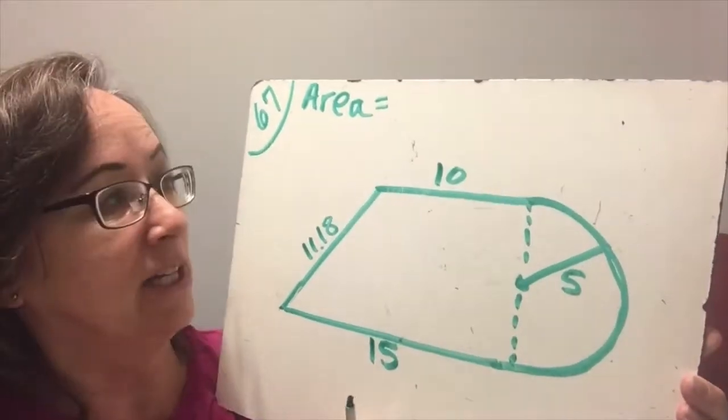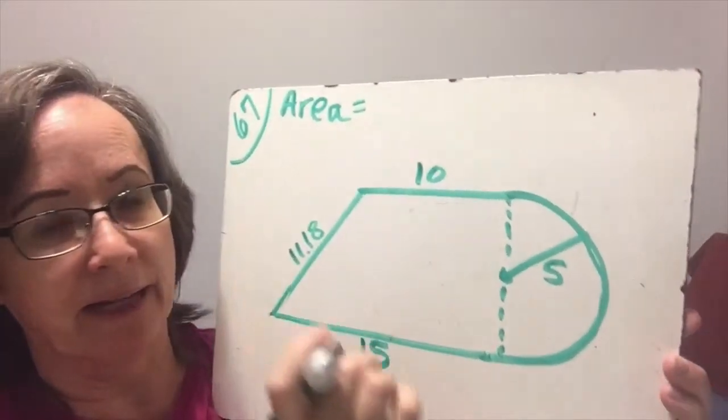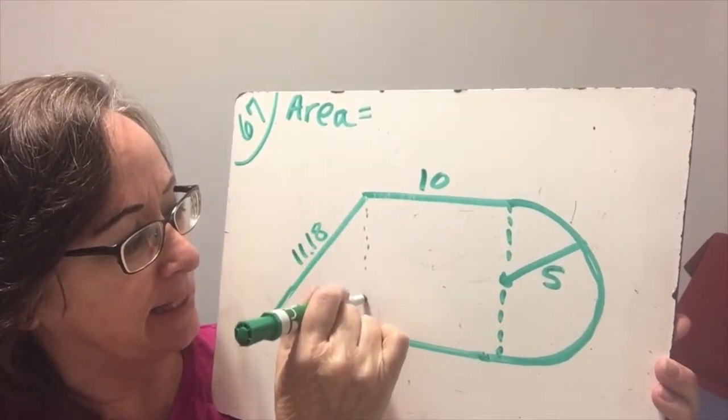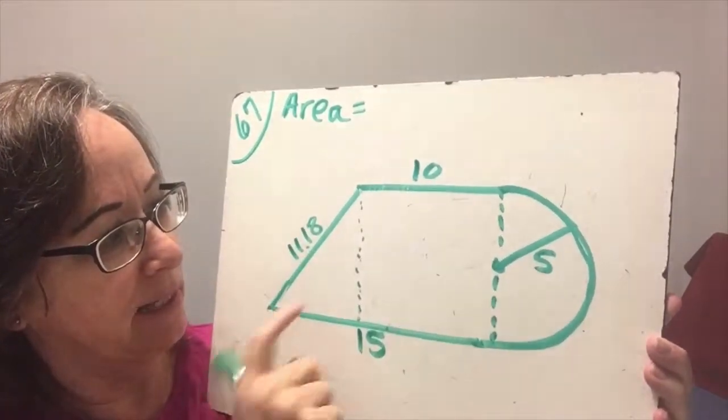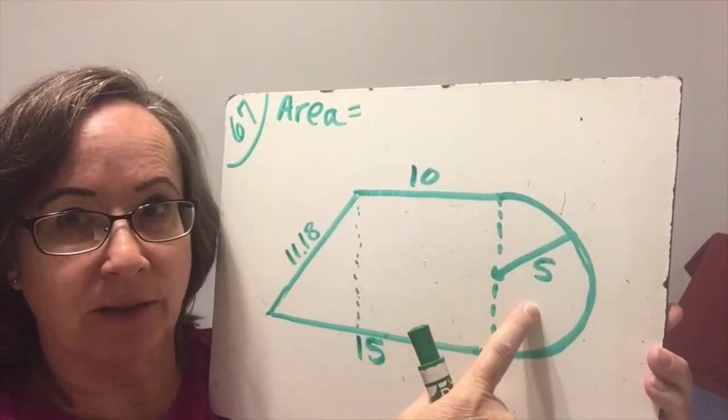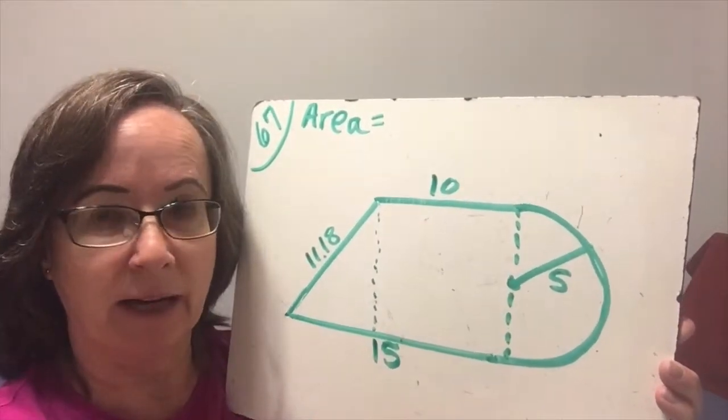Okay, let's finish example 1 with our area. Now, the area, we're going to split this figure up into a triangle, a rectangle, and a semicircle. And we're going to write the area of each.